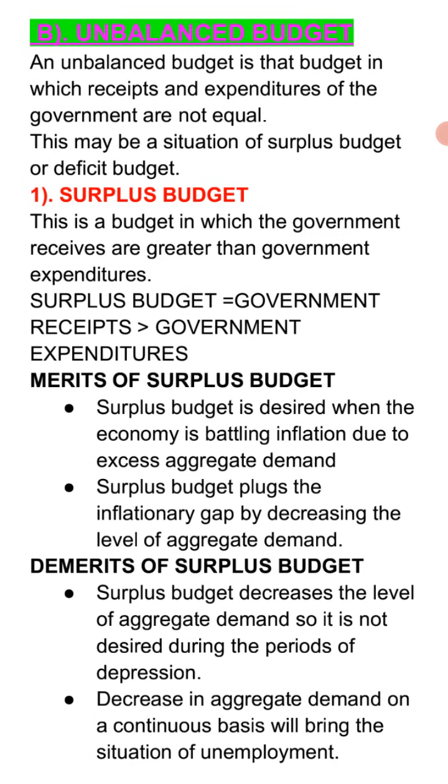Now the next one is the unbalanced budget. When the government expenditure and receipts are not equal, it will be the situation of an unbalanced budget. And an unbalanced budget can be the surplus budget and the deficit budget. Initially we will discuss the surplus budget. It is a budget in which the government receipts are greater and government expenditures are comparatively less. See the equation: surplus budget is equal to budget receipts greater than budget expenditures.